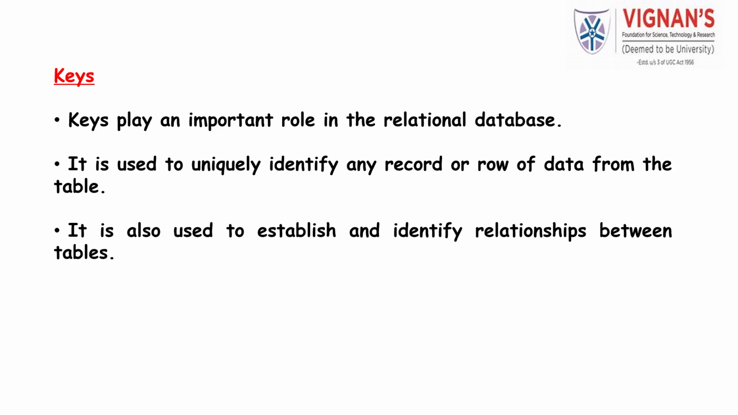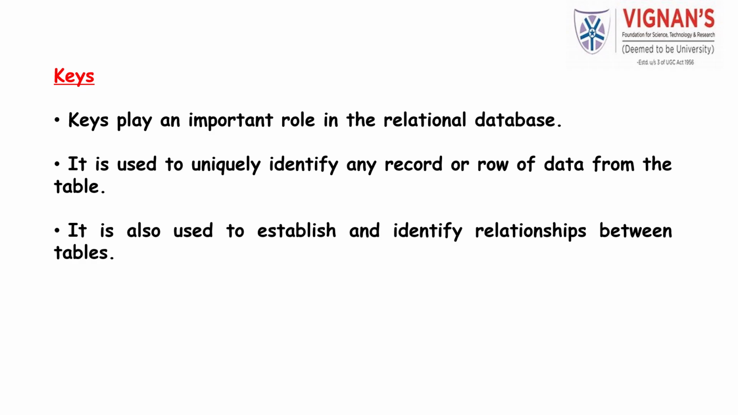For example, a primary key uniquely identifies each record in a table and does not allow null or duplicate values. Similarly, a foreign key is used to create relationships between two tables. It connects one table with another and helps in maintaining referential integrity.